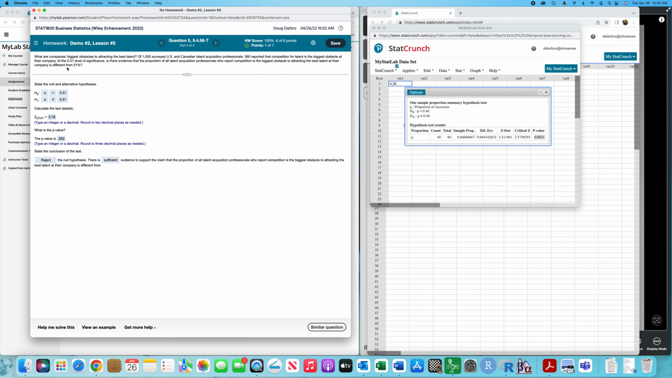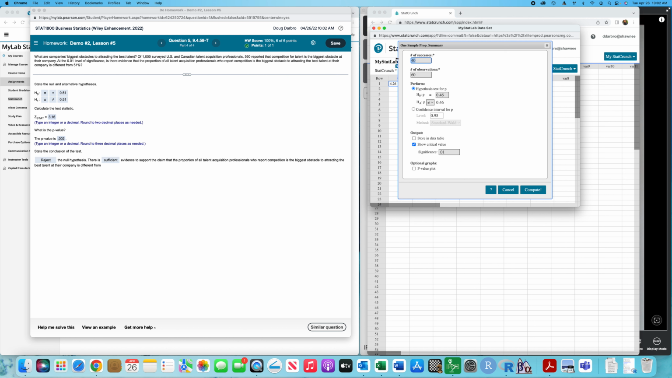All right, so we have a claim of 51%. So I put in p equals 0.51, p not equal to 0.51. I'm going to create this information using the calculator. So of 1,000 surveyed, 560 reported competition for talent is the biggest obstacle at a company. So let's set this accordingly. Make sure we have not equal to.